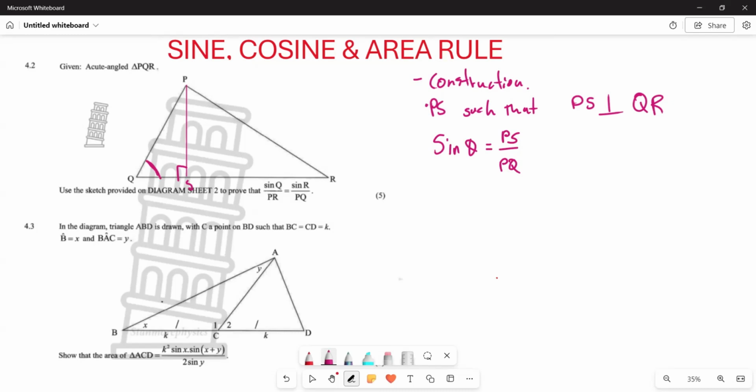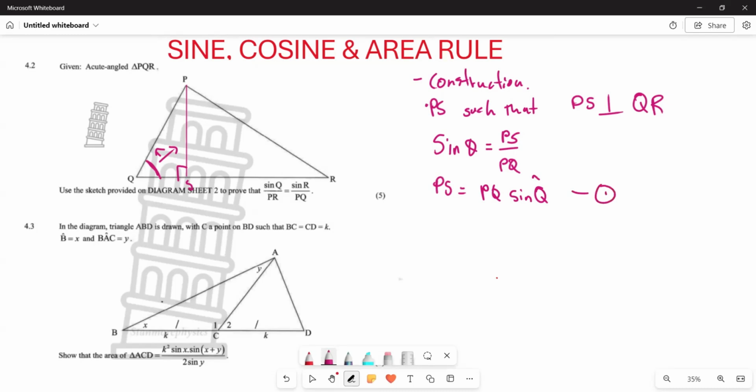Remember, sine is opposite over hypotenuse. It's PS over your hypotenuse, which is going to be your PQ altogether. Now, if for an example I make PS the subject of the formula, I'm going to say my PS is going to be the same as PQ sine of my angle Q altogether. So that's going to be my first statement here, which I am going to do, right?